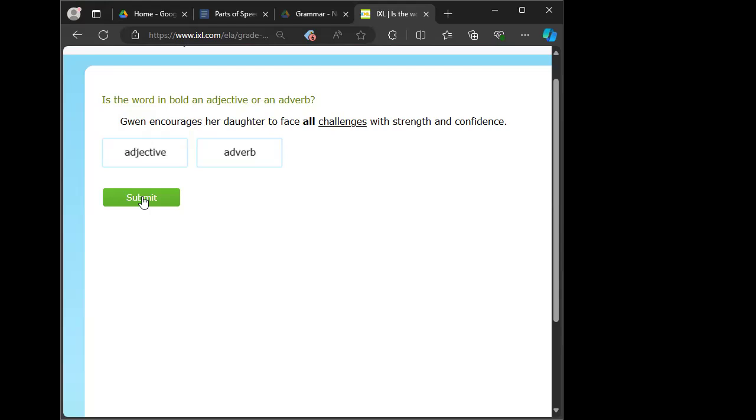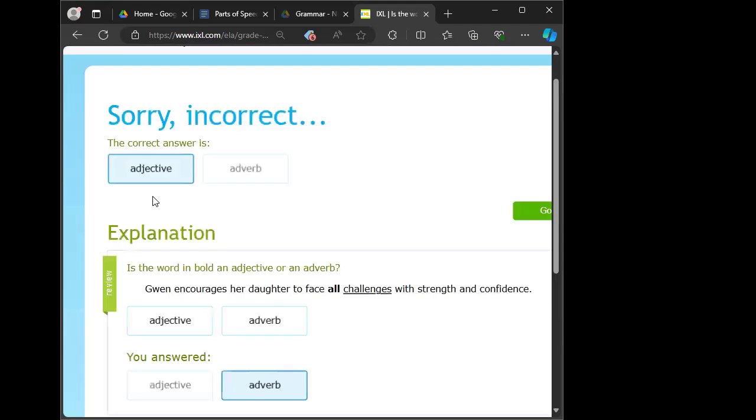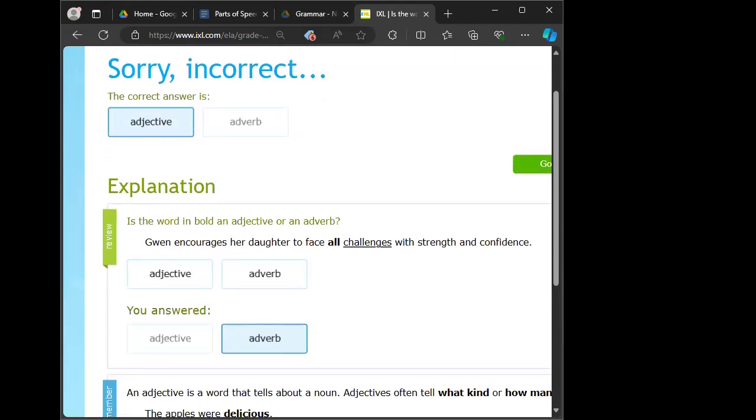Challenges is an adverb. All is describing challenges. Oh, or wait. Yeah, all is describing challenges. Is challenges a noun? Like a thing? No. Yes. A challenge is a thing. It's a type of abstract noun. Okay.